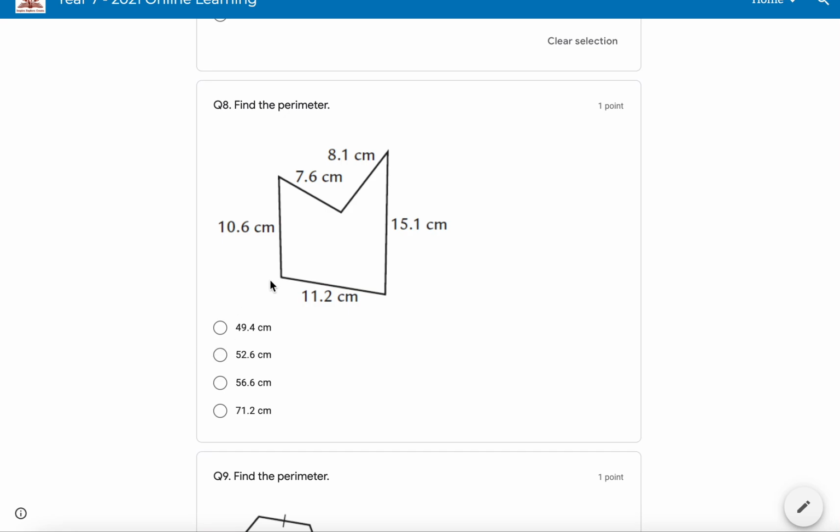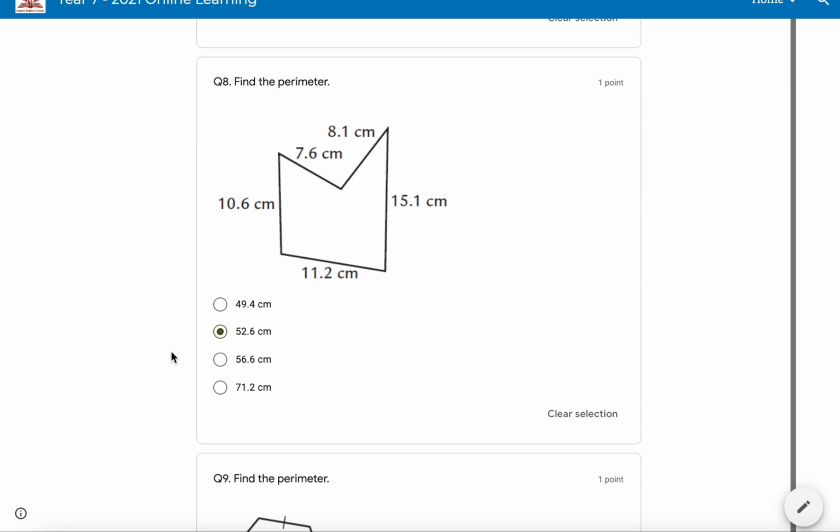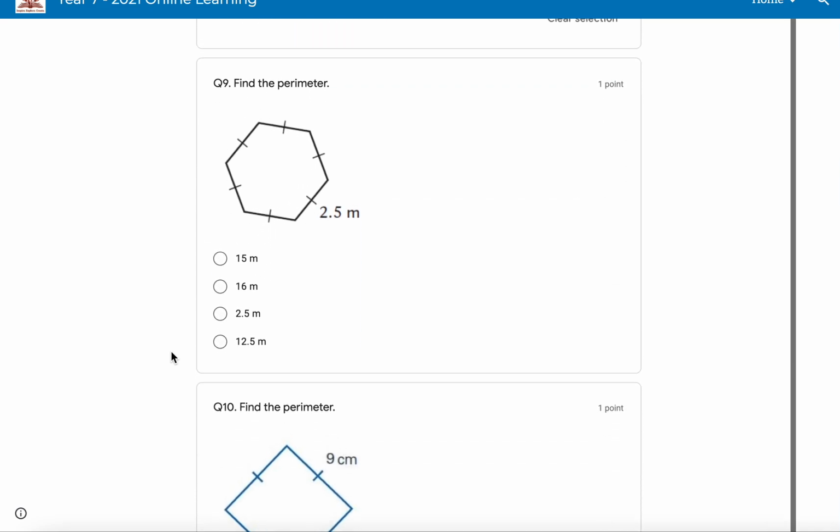So again, it doesn't matter what the shape is, just as long as you've got a length for every single edge, every side of the shape, you can just add those up and the sum will give you your perimeter. So 10.6 plus 7.6 plus 8.1 plus 15.1 plus 11.2. And that gives you 52.6 centimeters. So that's our perimeter.